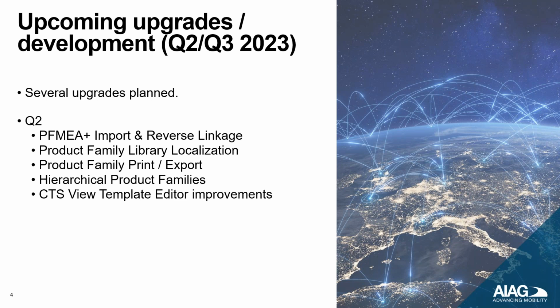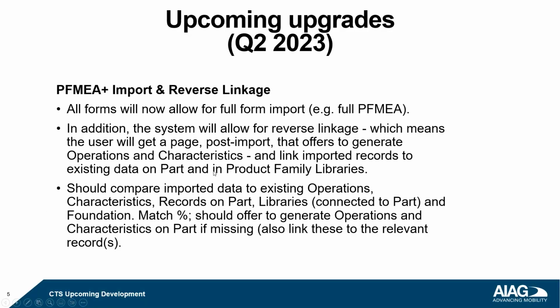It has matched it up, or actually, hang on, I'm going to go to the next screen. It's better written up there. Why am I talking about it without showing you? So the user will get a page post-import that offers to generate operations and characteristics, and also it will link imported records to existing data on part and in product family libraries. So the import will match the records as well as it can. It won't do anything automatically, but it will tell you how well things are matching up. And then you can link them together with the library records, or you can set it to generate all of these operations and characteristics for you.